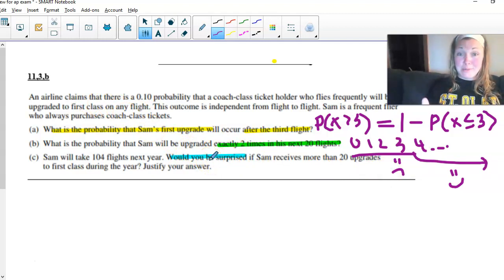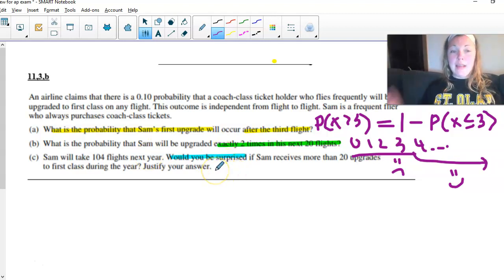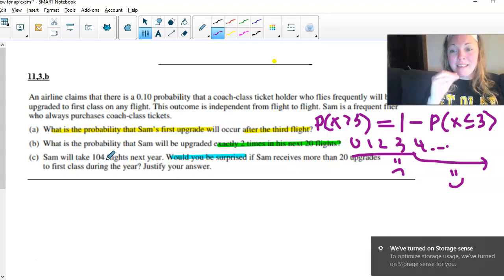Now we're in a binomial distribution. Exactly means PDF, okay? Next, lastly, another binomial you can use. Would you be surprised? So you have to figure out the probability based off a new fixed number of trials. And then would you be surprised? You're surprised if anything happens when it has a low probability. Why? Because a low probability is an unlikely event. So you're surprised if it happens.